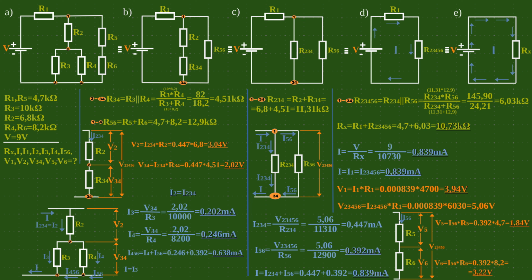Pay attention to this because it can be very useful in understanding complex circuits. Let's just check if we calculated everything well, and super. This small difference is due to the rounding of decimal numbers.